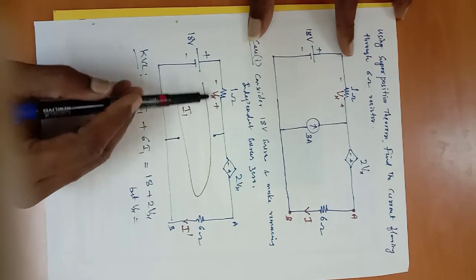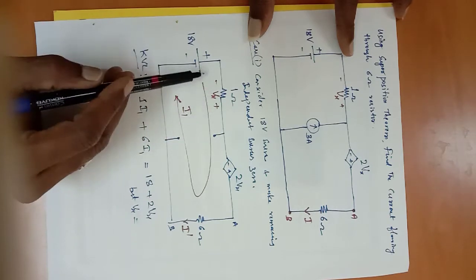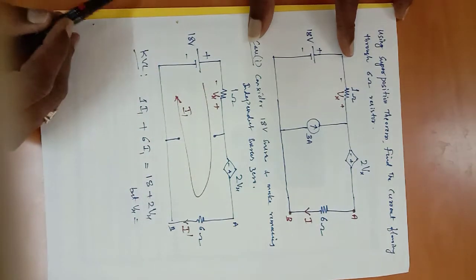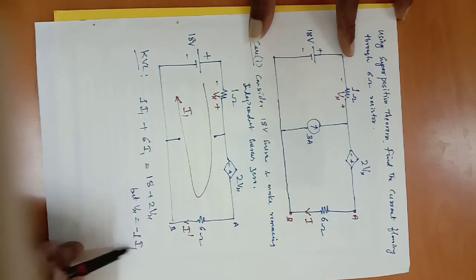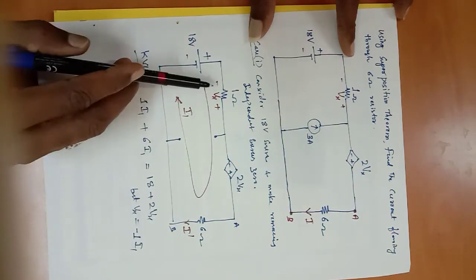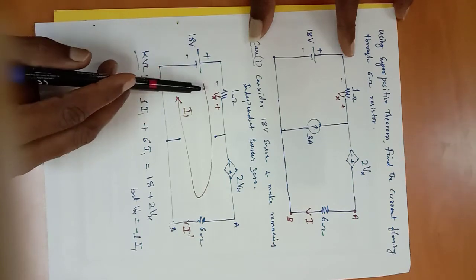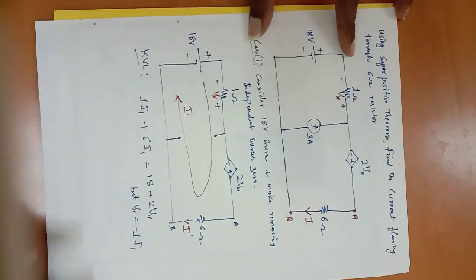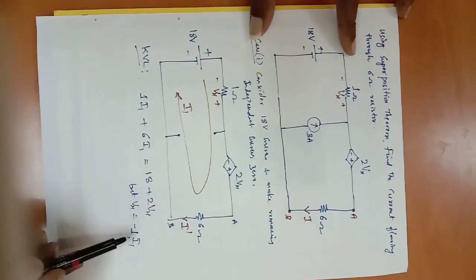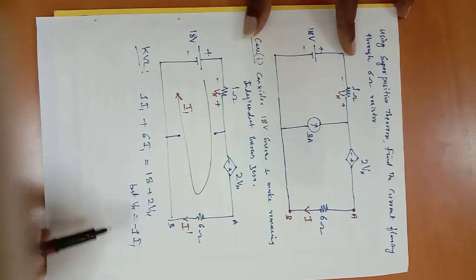It is not just I1 here. I should take minus I1. It should have been in the opposite direction. That's why Vx should be minus 1 I1. Very, very important: Vx is equal to not just 1 I1, it is minus 1 I1. That is why this problem is given, because most of the students will make a mistake when writing this equation.